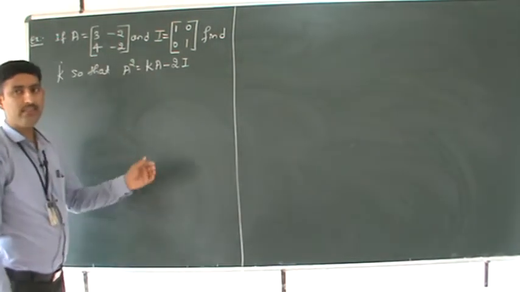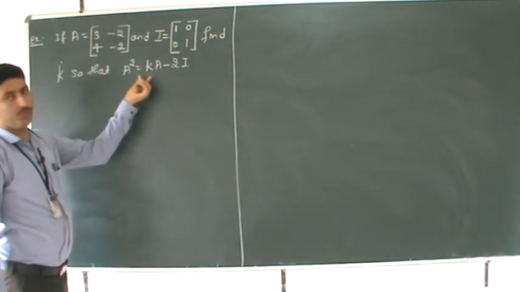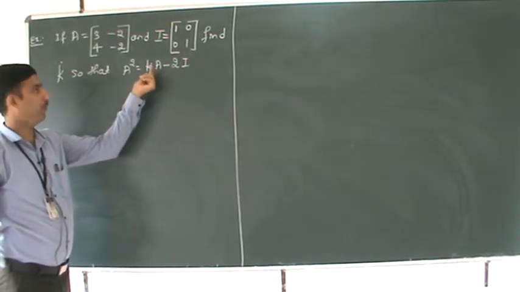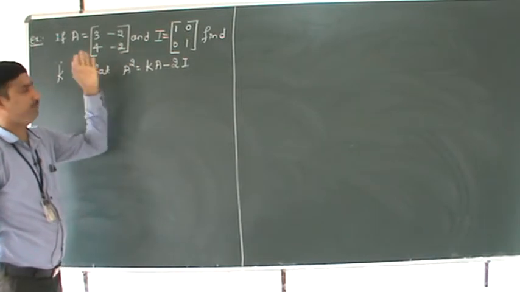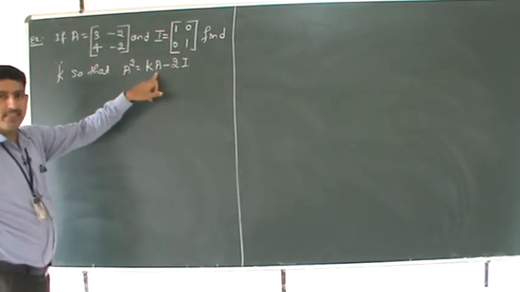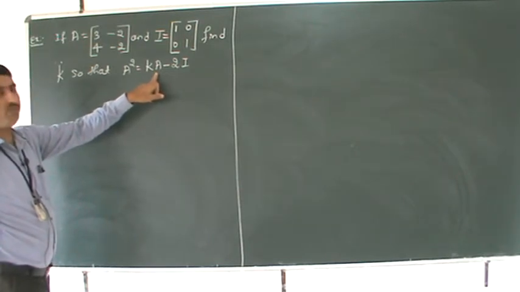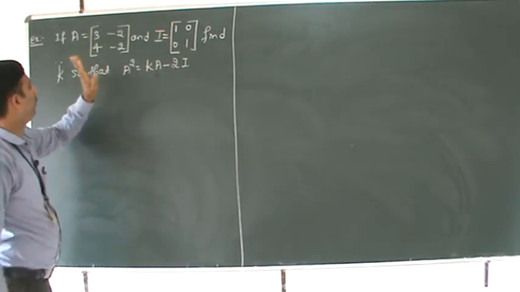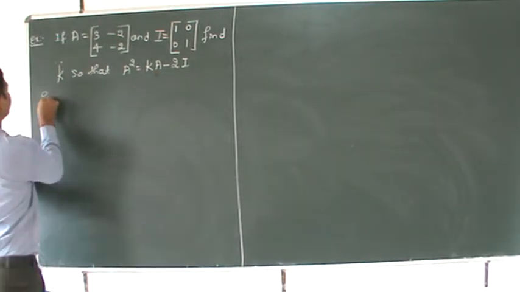The question is to find the value of k. This k we have to find out. They are given some data. This is nothing but one of the equations, the characteristic equation. With the help of this, our job is to find the value of k. Solution.